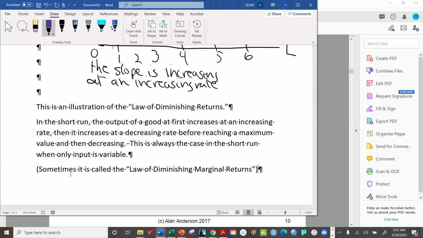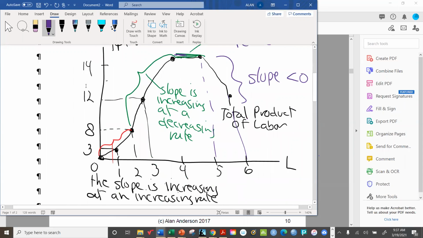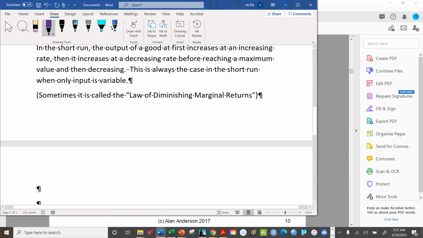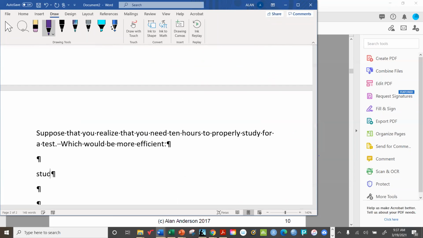Now, you have all experienced this firsthand. I'm sure when I tell you this analogy, you'll understand right away. Imagine the following situation. Suppose that you realize that you need 10 hours to properly study for a test. Which would be more efficient? Study 1 hour per day for 10 consecutive days, or study for 10 hours on the day before the exam.